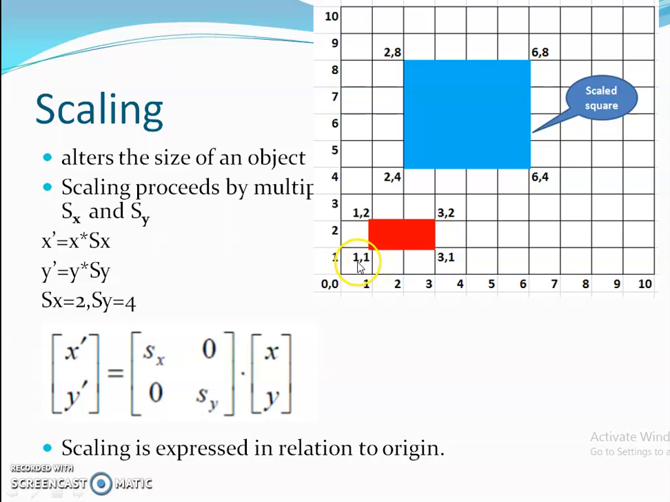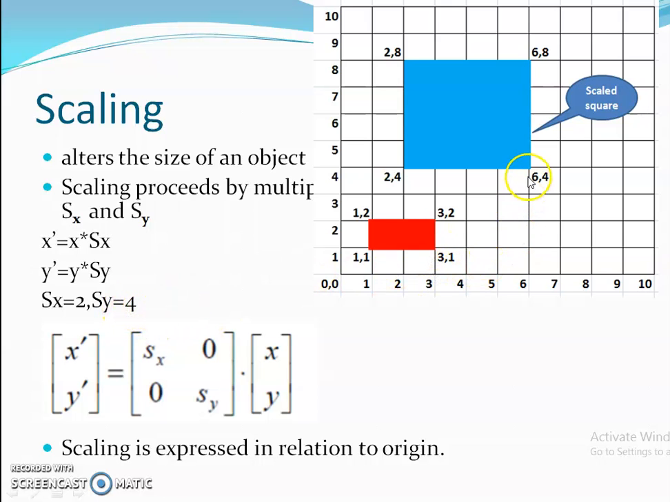So 1 into 2 equals 2, and 1 into 4 equals 4. So our first position can be placed at the location 2 comma 4. And the next one is this coordinate. We are going to scale this point.